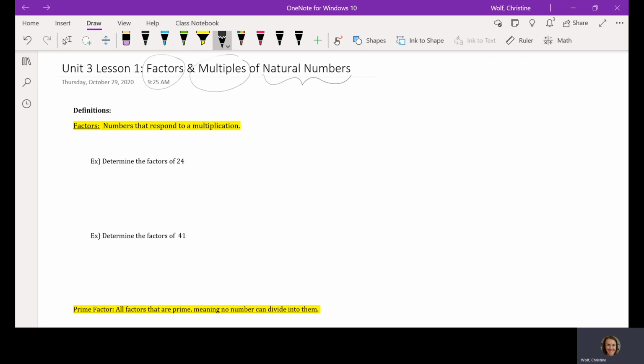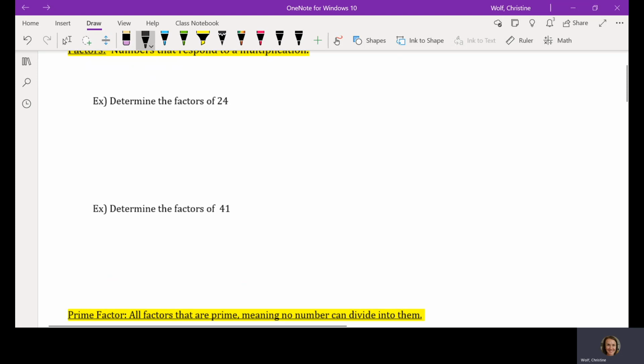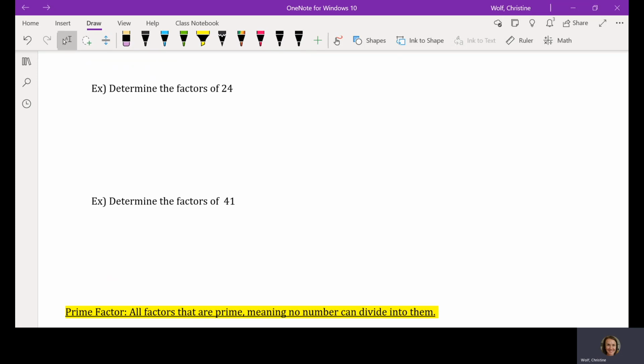So the first thing I have here are some definitions. We're going to start with the definition of a factor, or factors. Factors are numbers that respond to a multiplication. So what that means is, if I want you to determine the factors of 24, we have to think of all of the numbers that respond to the multiplication of 24. So we have to think of all of the ways that we can multiply two numbers together and get 24 as the result.